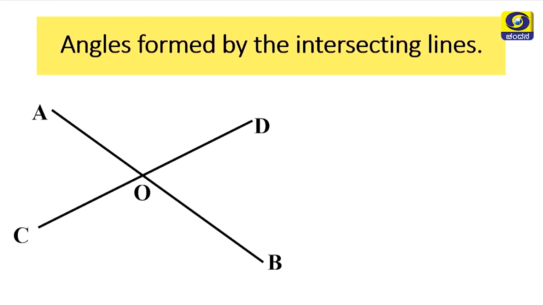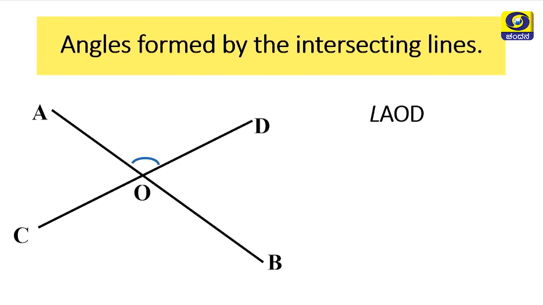Here, how many angles are formed? Yes, you are exactly correct. The 4 different angles are formed over here. Can you tell me the name of the angle formed over here? Yes, let us write one by one. Now, come to this. Here, angle AOD is the first angle, we can say.